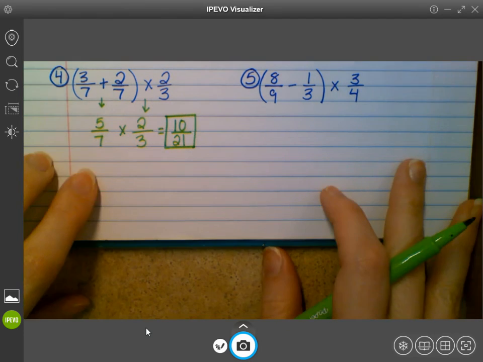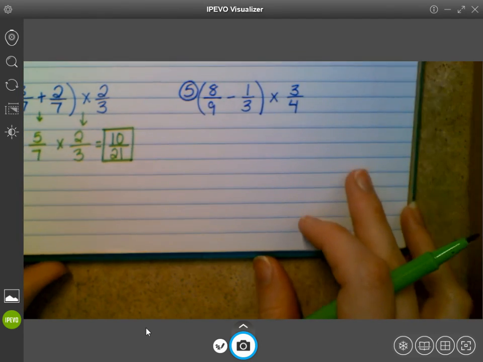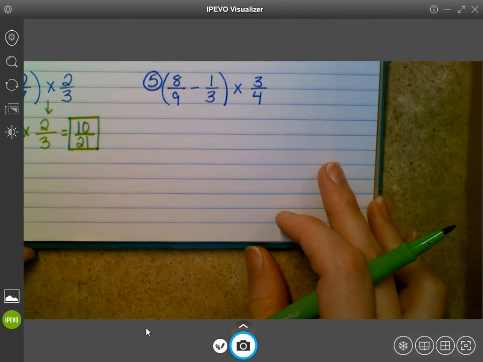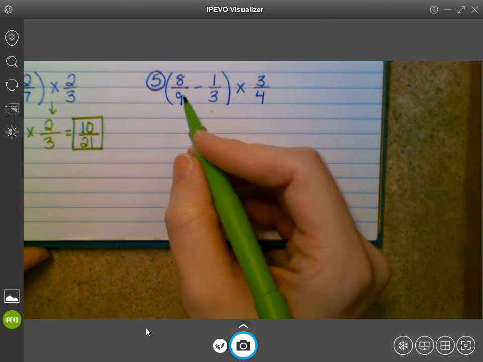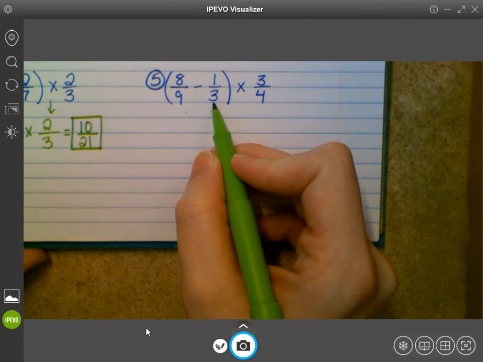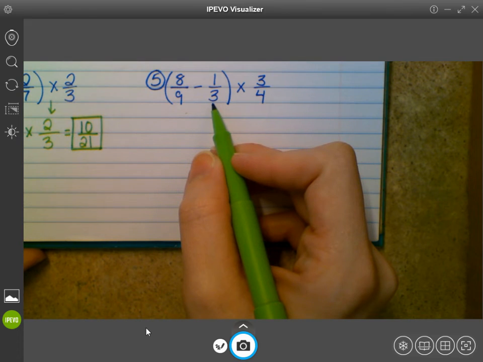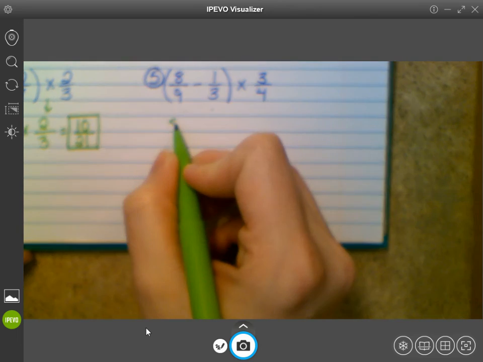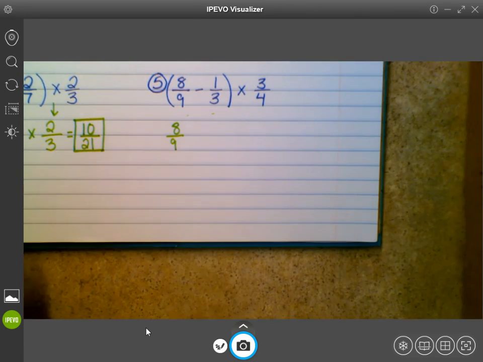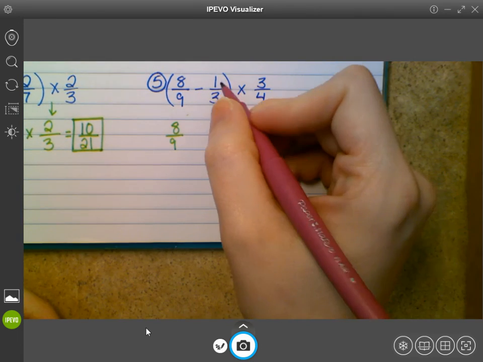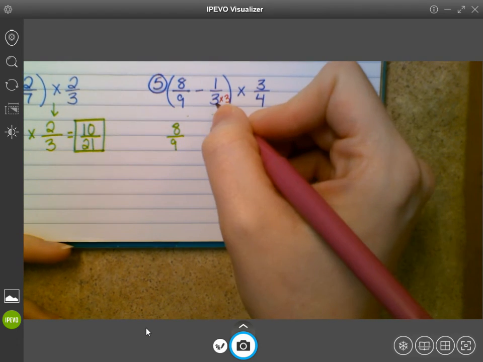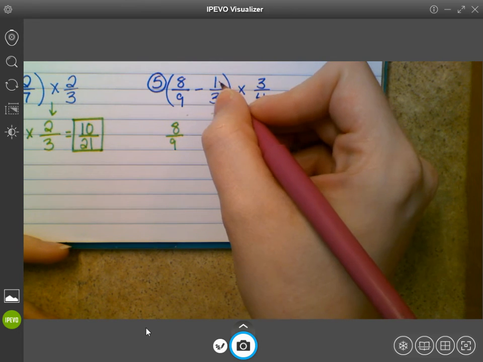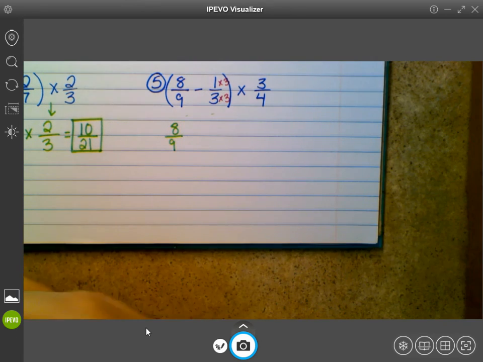All right. Then we have number 5. So number 5, like Michael told us, we need to find a common denominator. We don't have one right now. So I have a 9 and a 3. Well, my common denominator for those would be 9. Yep. So 8/9 would stay the same. However, when I convert 1/3, 3 times 3 gets me 9. So whatever I do to the denominator, I have to do to the numerator.